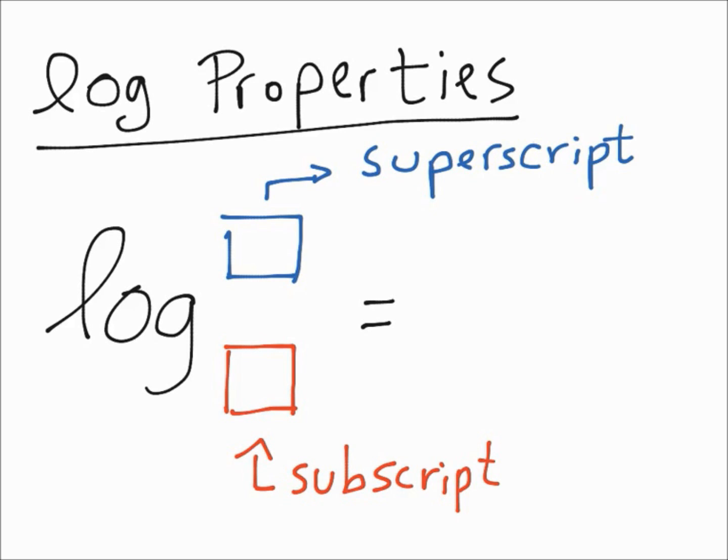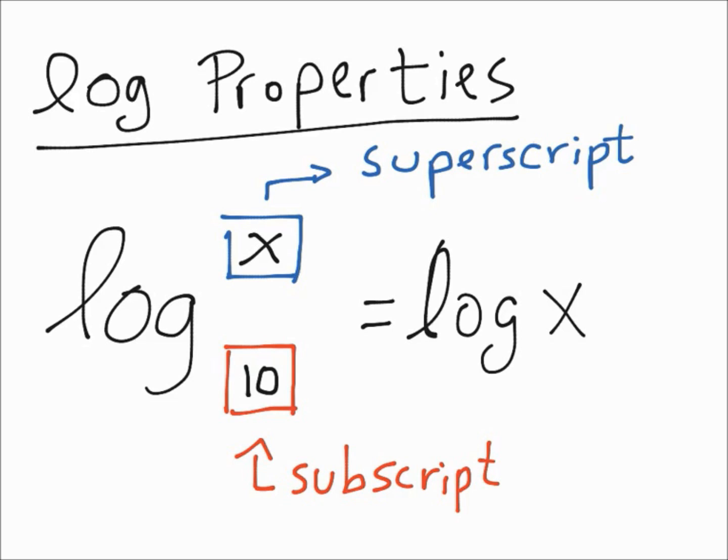So a logarithm is composed of a subscript and a superscript, and let's say the subscript is usually 10, so I'm going to write 10 here, and let's just say that the superscript is x. The way you abbreviate that is you just write log x. So when you see log x, that means it's logarithm base 10 of x, meaning that the only thing you write is the superscript, but you will know that the subscript is 10.